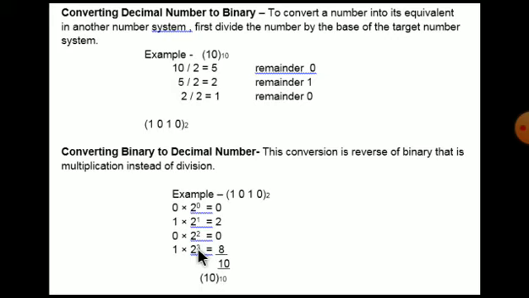Here the power of 2 is 3, which means 2 into 2 into 2, like 2 twos are 4, 2 fours are 8, 8 into 1 is 8. After that we have to add these. 8 plus 2 is equal to 10. It will be converted to decimal.